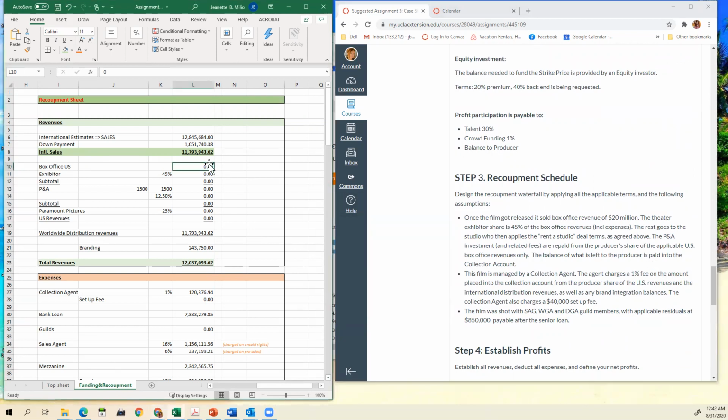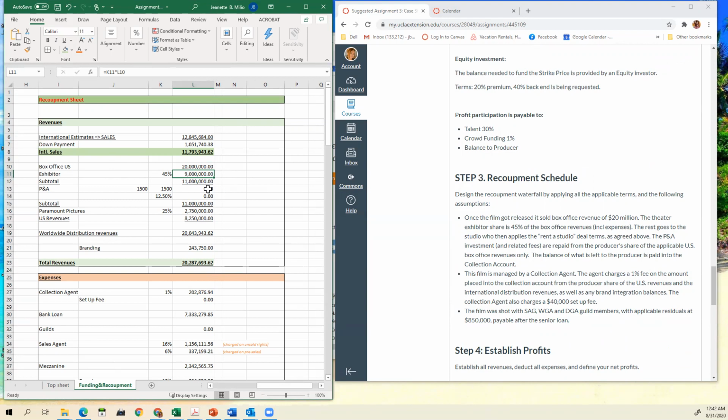So let's put that in here. Box office means the revenues that you received from ticket sales. In this case, it's $20 million. The exhibitor is going to get, meaning the theater owner is going to get 45% of that. So this has to be deducted. So the subtotal that's available at this point is 65%, which is $11 million.